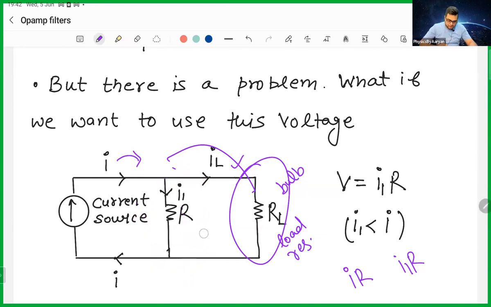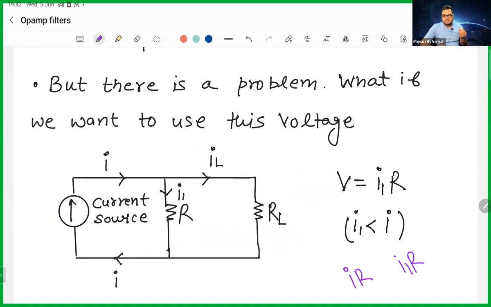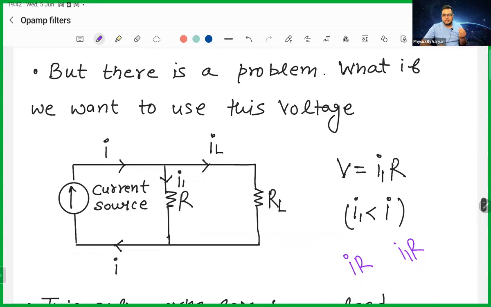And this happens because now not all the current is going to this. Some current is also going to the load. That is one of the conceptual problems which you cannot avoid. This is not a technological problem. This is a conceptual physics problem. Load will always have some resistance. There is no load in this world which does not have any resistance.